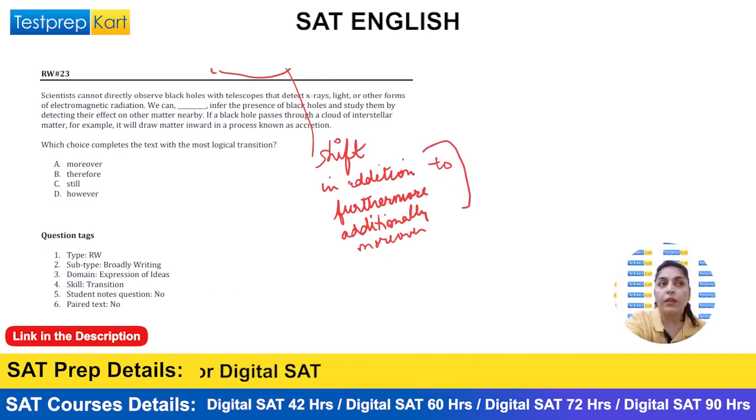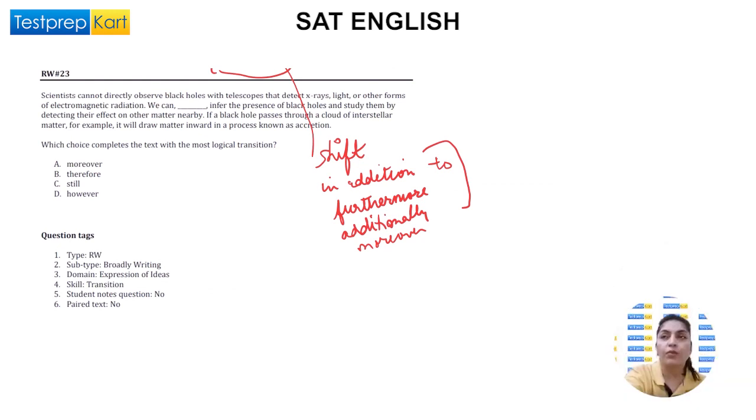But when we are giving some conflicting idea, some opposing idea, some contrasting idea, we use transition words for contrast. What are those? However, but, in spite of, despite, and all these. So there are so many transition words that we must know to find our right answer option in such questions that are based on transition. So we have this question 23, which is from transition or transition words.